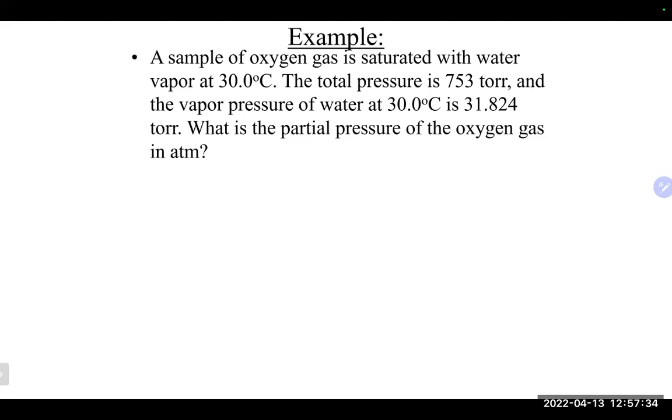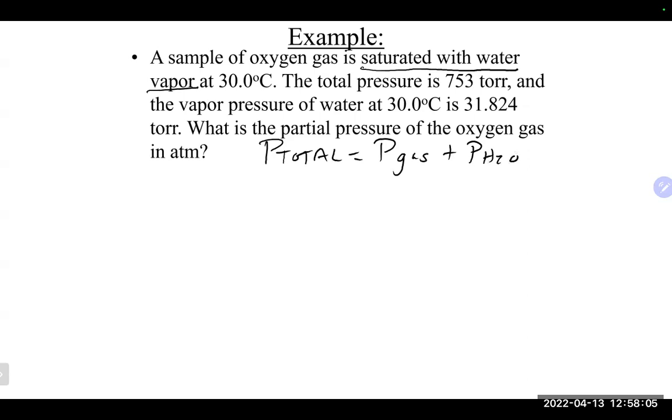So this is basically a very similar situation to what occurred in that second experiment as well. In a book problem, how do you know it's this situation? There's a couple of keywords. It's saturated with water vapor, or it says something like you collected it over water. So something that involves water is usually the key that you have to use that relationship that we just saw, which is the total pressure is equal to the pressure of the gas plus the vapor pressure of water.